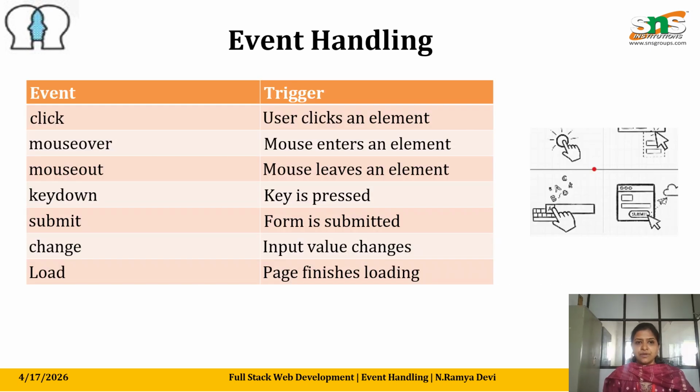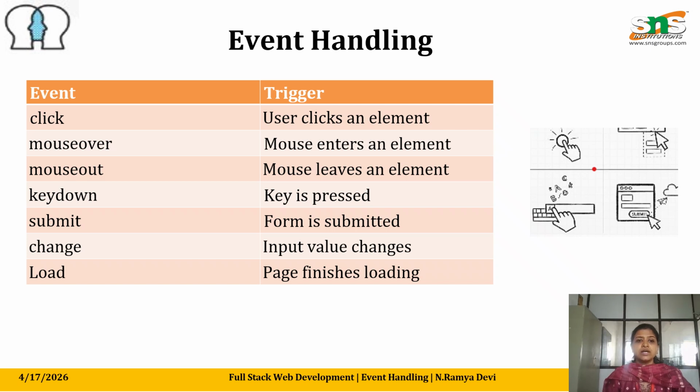These are the different types of events: click, mouse over, mouse out, key down, submit, change, and load. Whenever the user clicks any element, like a button or a hyperlink, the click event will trigger, and the event handler will perform some action for that, and another form or another page can be loaded. Mouse over means the mouse enters or leaves an element, so the color can be changed.